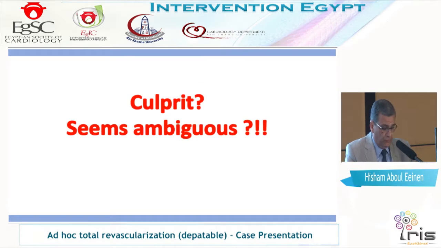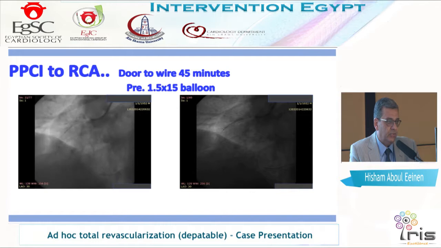And actually, we had 2 lesions in the obtuse marginal and RCA, and for a while we were disputing which is responsible, but we ended up deciding the RCA is the culprit artery. It had TIMI 2 to 3 flow, and it has a very tight and rather long lesion compared to the discrete lesion in the obtuse marginal branch.